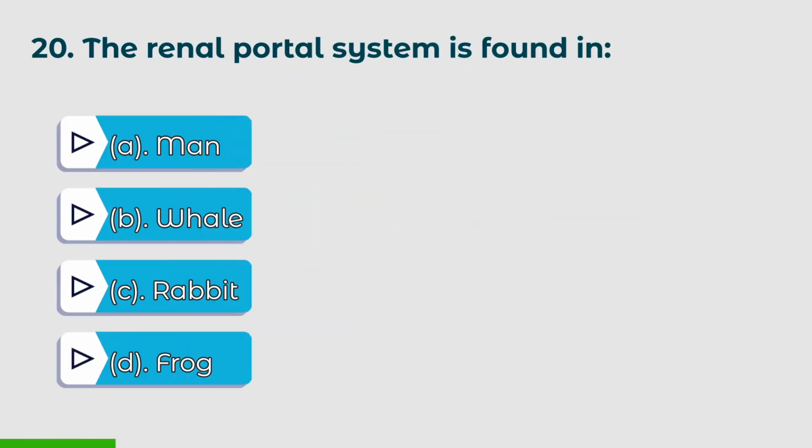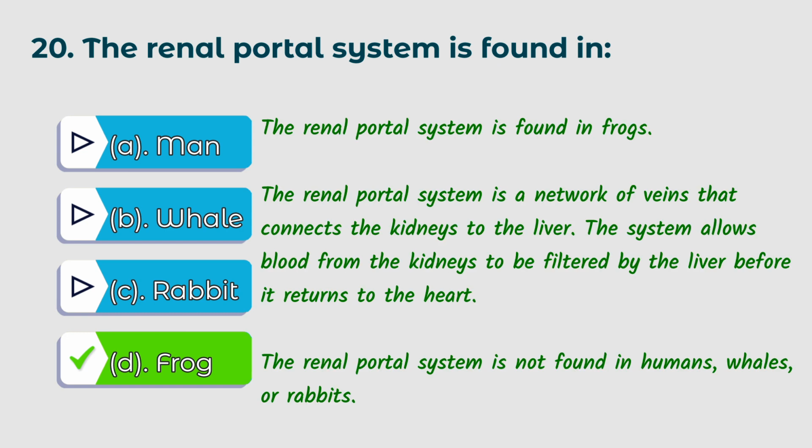20th question. The renal portal system is found in options: A. Man, B. Whale, C. Rabbit, D. Frog. The right answer is D. Frog. The renal portal system is found in frogs.